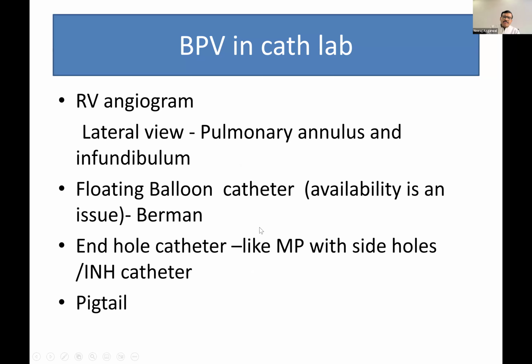Normally, in newborns, hand injection should suffice. You should not need an injection through the injector. And if nothing else is available, you can use a pigtail. The pigtail can be put into the RV, and then you have to use the injector to do the injections.